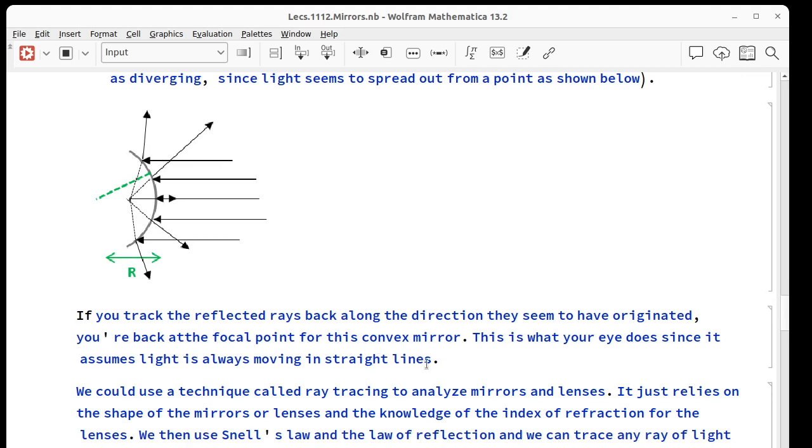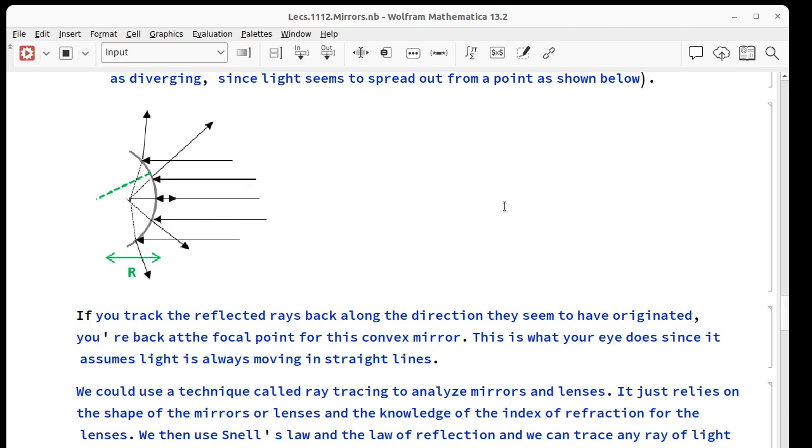Now, there is a technique called ray tracing that will let you analyze mirrors and lenses. It looks at the shape of the mirror and lens, the index of refraction for the lens, and the law of reflection, and we trace light through whatever path of lenses and mirrors it may run into. This is a great way to do things on a computer because it's a lot of tedious rules that go on and on. Your book shows how to do this.